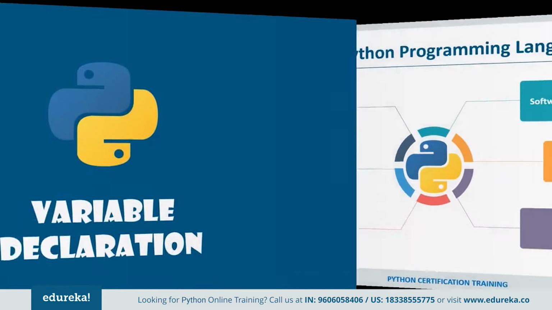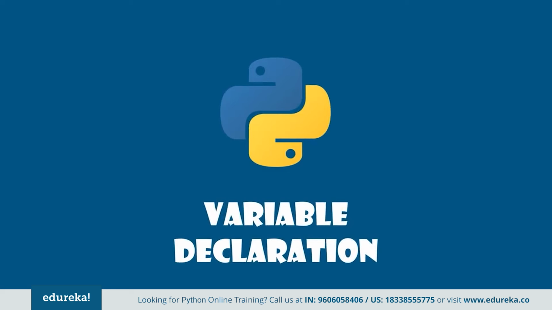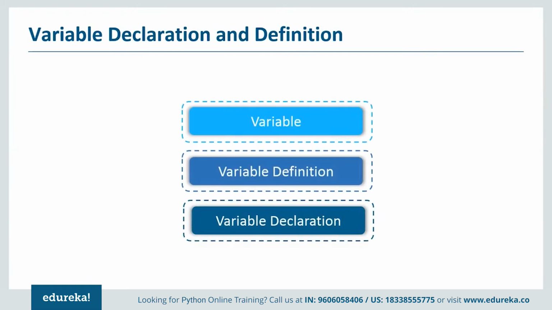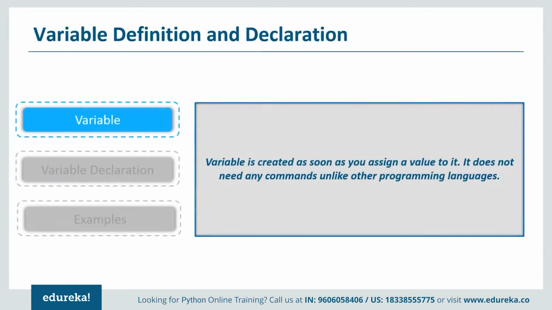So let's quickly move on to variable declaration. First of all, we have to understand what a variable is. A variable is like a memory location where you store a value. Now this value you have stored, you may or may not change in the future. Now coming back to Python, to declare a variable, we just have to assign a value to it.